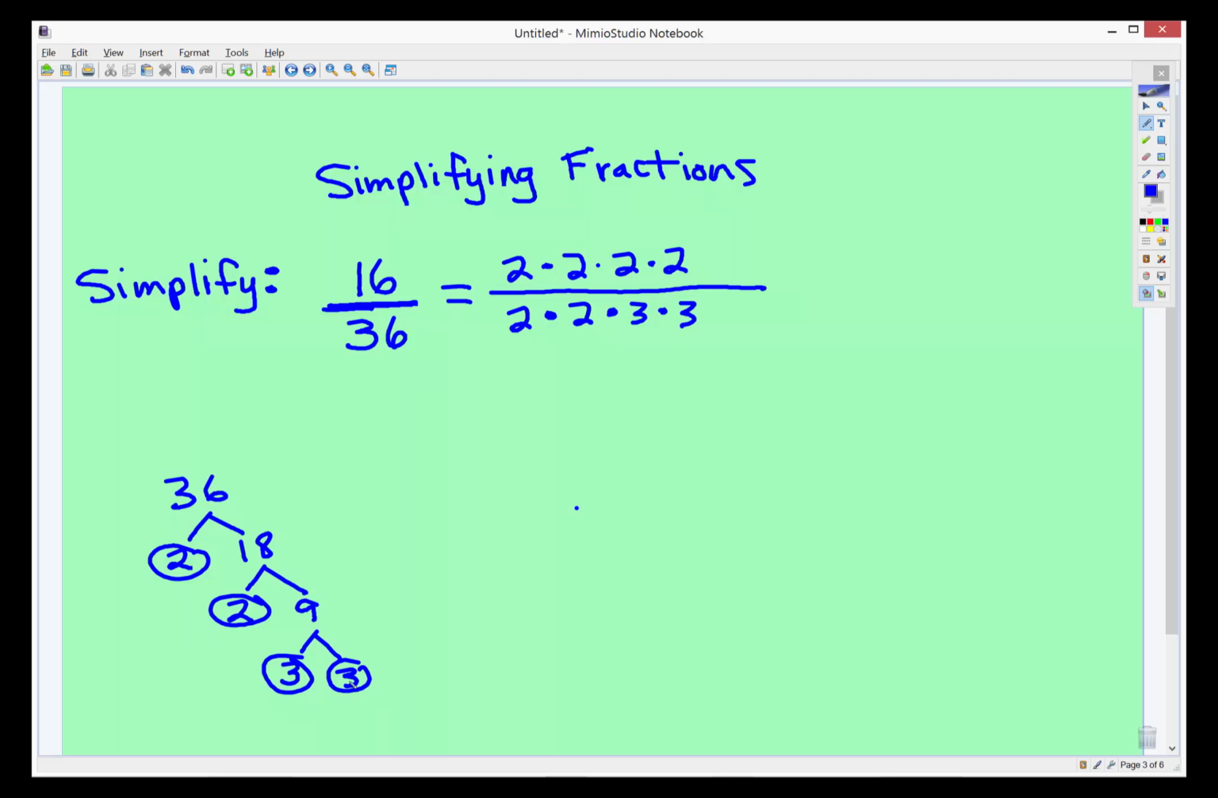Once you have the prime factorization of both of those numbers, notice how these are all factors. They're all being multiplied, so you can cancel out anything that's the same. Anything that remains, just multiply numerator with numerator and denominator with denominator. 2 times 2 is 4. 3 times 3 is 9. Just like that.